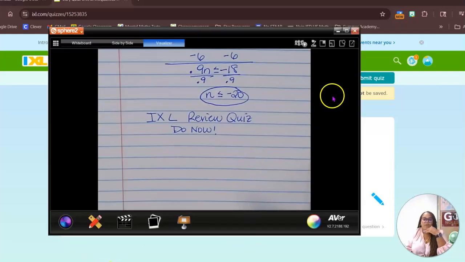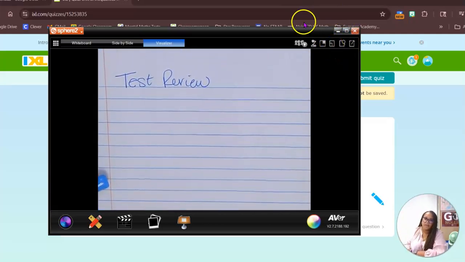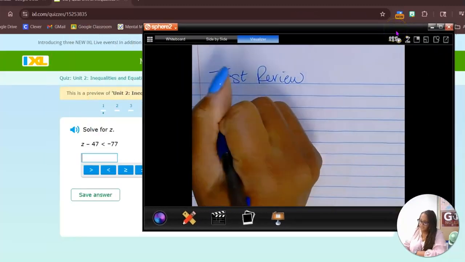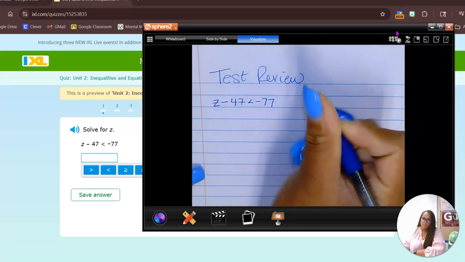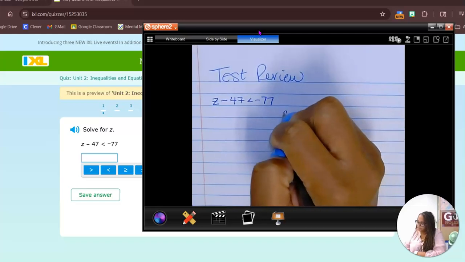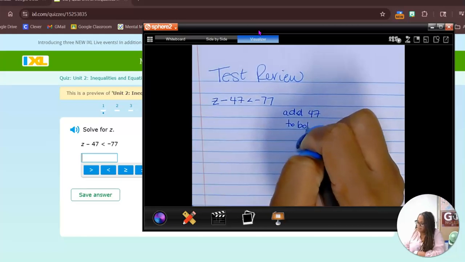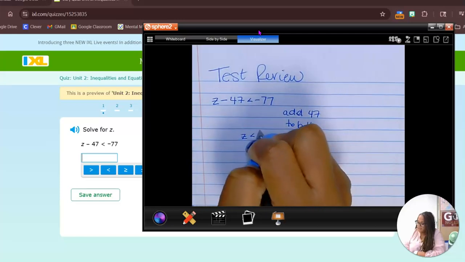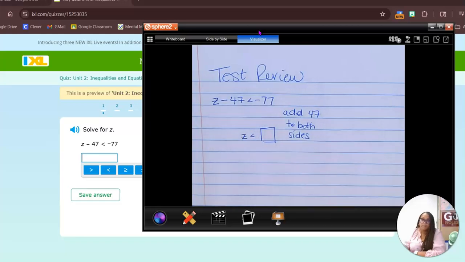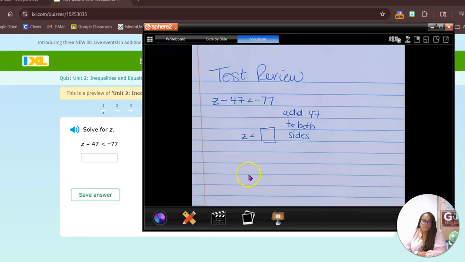So for this first thing, oops, it's frozen. All right, so test review, and then I'm going to jot down the first question. It says z minus 47 is less than negative 77. So for this one, we need to add 47 to both sides. And then you'll have your answer. Z is less than whatever the answer is here. I'm not going to give you the answer again. You're just getting the problem solving strategy. So add 47 to both sides. That's it for that one.